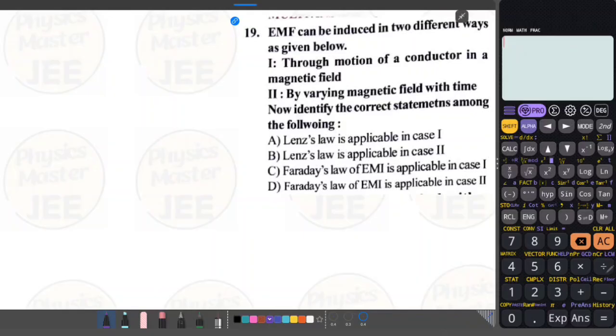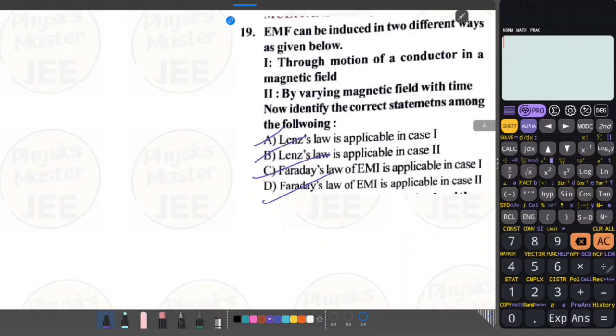In one case, when we change the conductor, the flux changes, and if flux changes, EMF is induced. Here also, in the same way, if the magnetic field changes, flux changes, and if flux changes, EMF is induced again, and due to the EMF the current changes. Therefore you can apply this to both. What about Faraday's law? Faraday's law of EMI is applicable in case 1, of course, and this one also. So A, B, C, D are the right options.